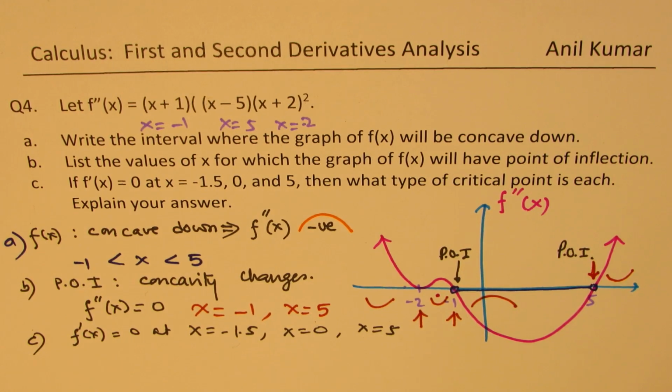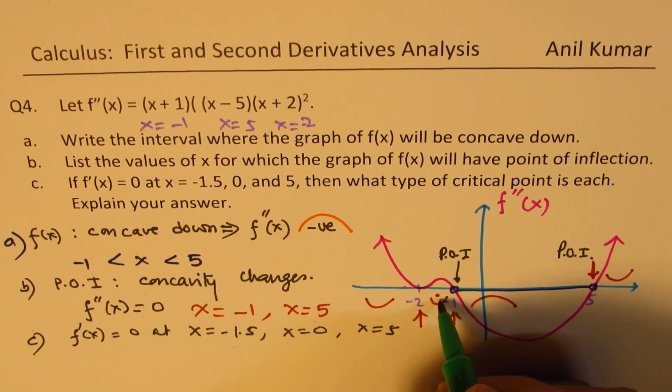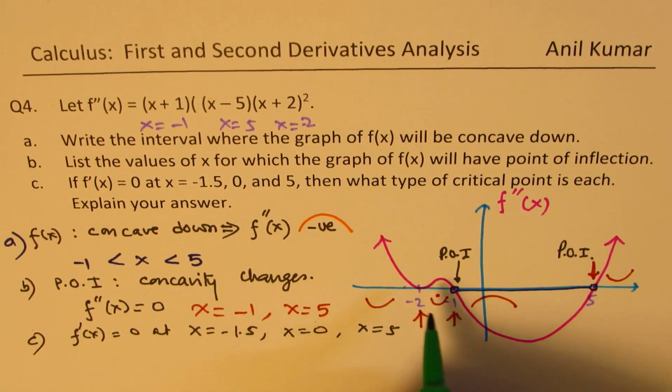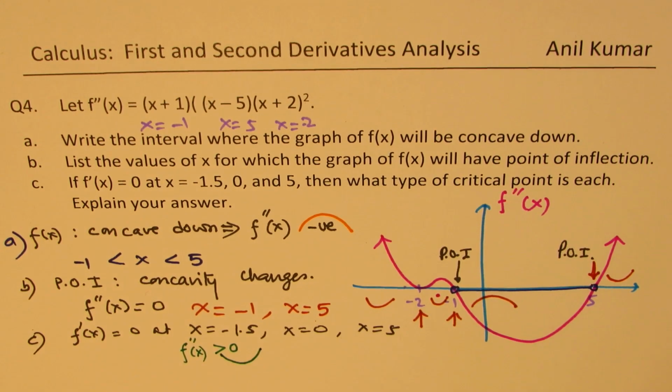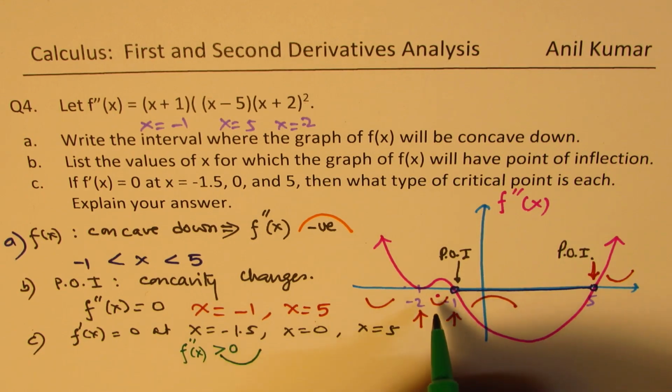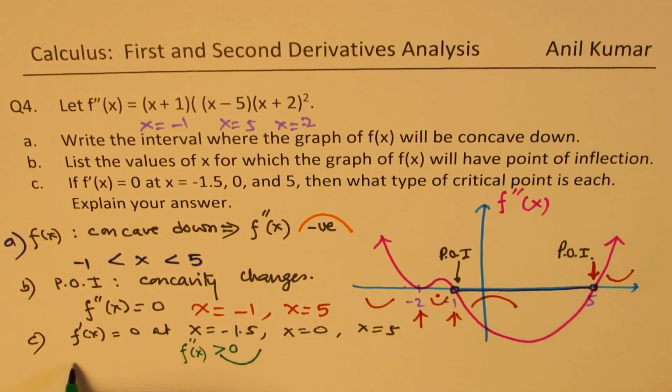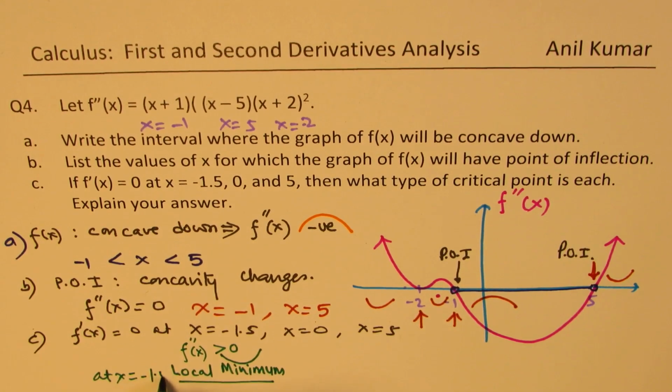Okay, so at minus 1.5, which is kind of here, right? Let's use a different ink. So at minus 1.5, we're looking at this point. At minus 1.5, we have the second derivative greater than 0, right? That means the graph is concave up, and therefore we have a local minimum, right? So this gives you a local minimum. Clear? So at x equals minus 1.5.